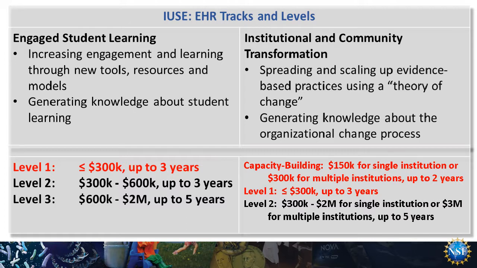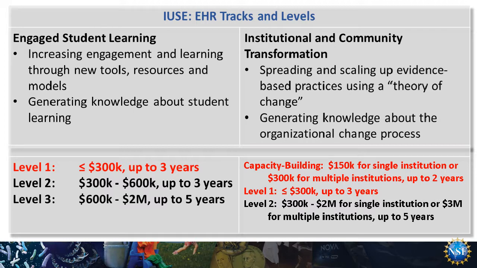There are 3 different ways to apply to the Institutional and Community Transformation track. We have proposals at level 1 and level 2. Level 1 would be the same as Engaged Student Learning, so that would be up to $300,000 for up to 3 years, whereas level 2 in the Institutional and Community Transformation track are proposals that range from $300,000 to $2 million for a single institution, or up to $3 million for a collaborative proposal from multiple institutions for a term of up to 5 years.